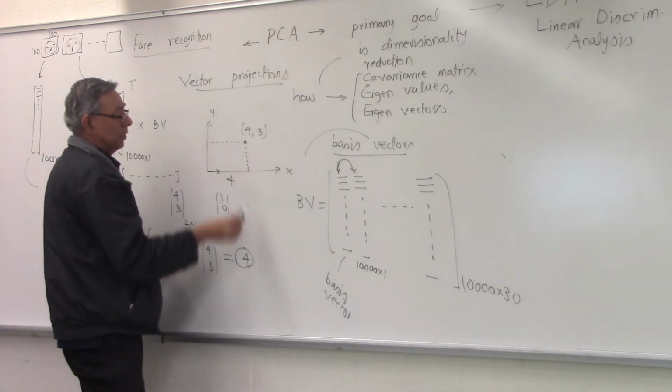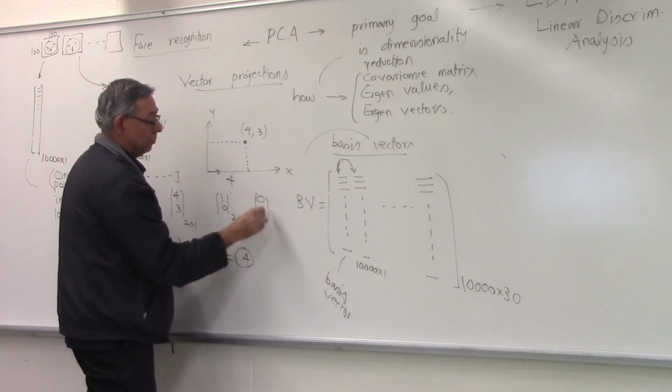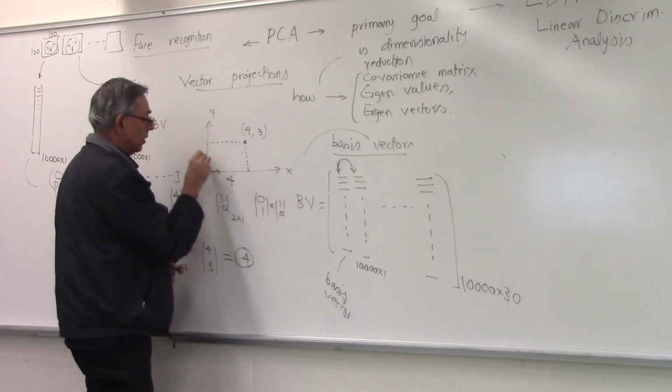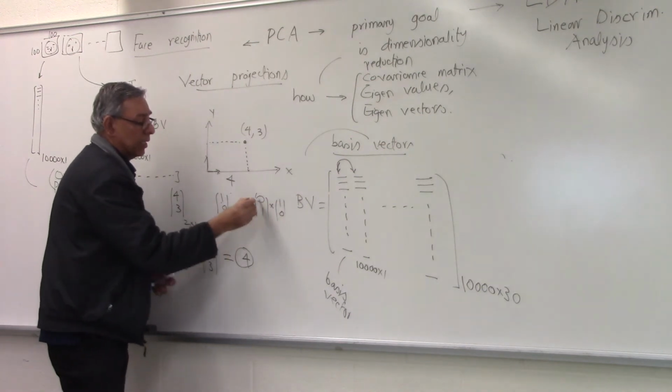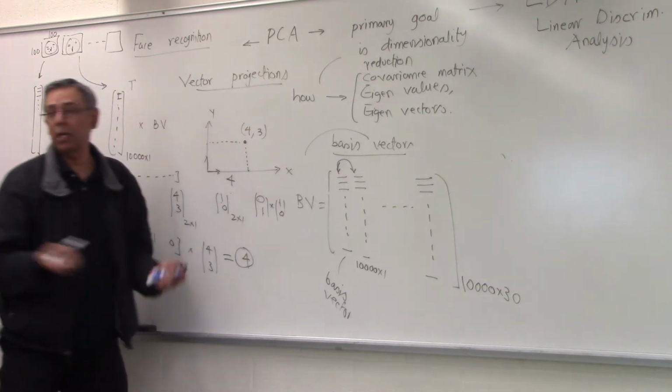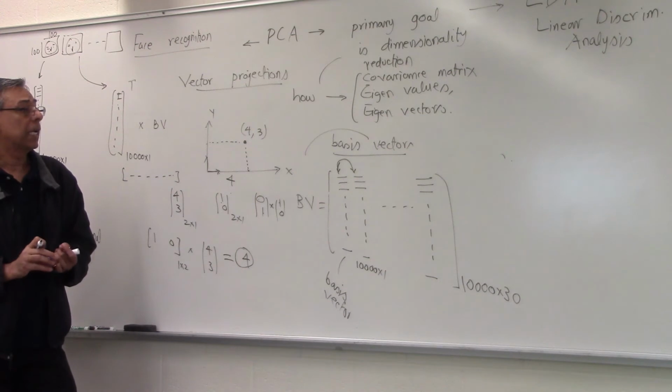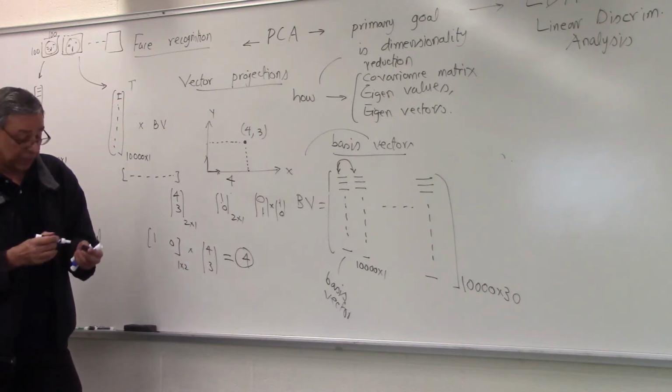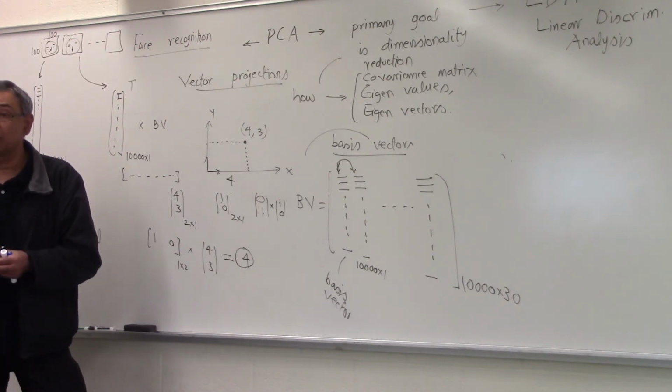See, take a look in 2 dimensions. 0, 1 times 1, 0. So x and y. If I did 0 times 1 plus 1 times 0, I'll always get 0. Right? Okay, so the answer will be 0. Basis vectors are orthogonal to each other.